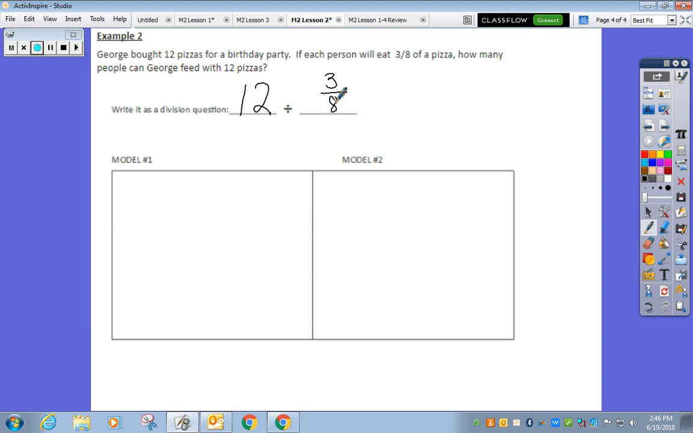Okay, so the 2 different models. Once again, the first question was how many 3/8 are in 12. And the second question would be 12 is 3/8 of what number? Okay, so just 2 different interpretations of the same problem.